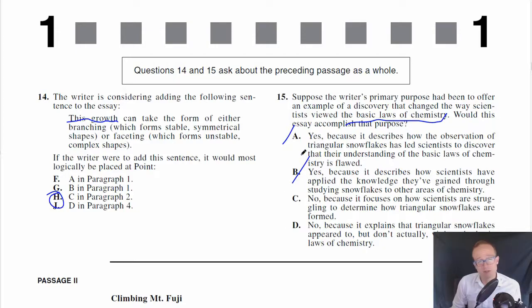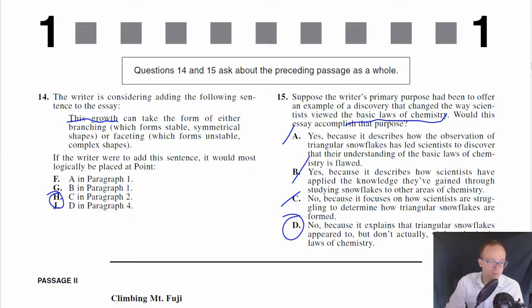You'll always have this answer pattern where there's two yeses and two nos, for like, should the writer delete this sentence? Has the author done this correctly? "No, because it focuses on how scientists are struggling to determine how triangular snowflakes are formed." That's actually wrong. This is all about how they figured it out, basically. "No, because it explains that triangular snowflakes appear to but don't actually violate the basic laws of chemistry." Yeah, this is the theme that keeps coming up.